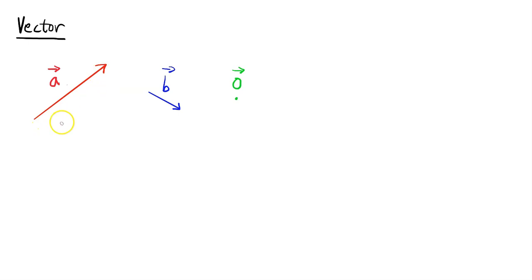The length of the vector, or the size of the vector, you write by putting two vertical lines next to the vector. And for this one, it will be B, with two vertical lines. And also for the green one, the 0 vector. In this case, you know what the length is. It's just 0, because it's a 0 vector.